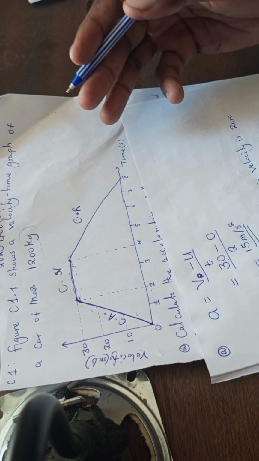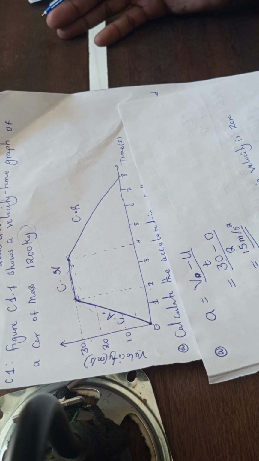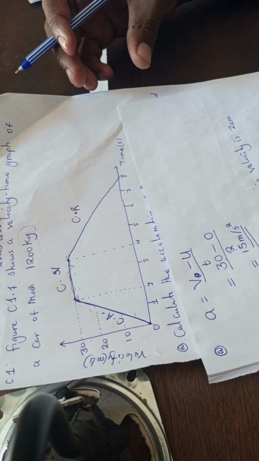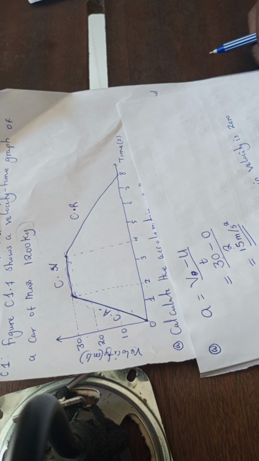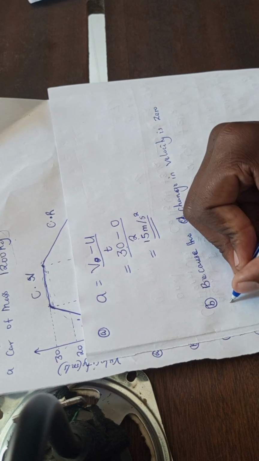There is no change in velocity because we define acceleration to be the rate of change in velocity with respect to time. So any change in velocity with respect to time, that's what's called the acceleration.